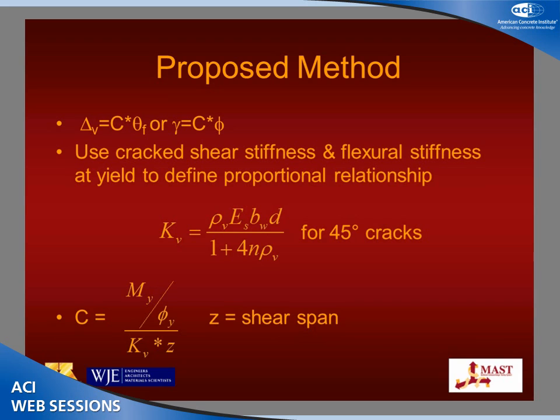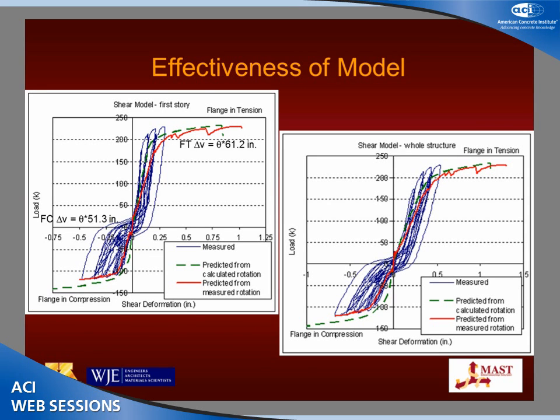If we use the crack shear stiffness and the flexural stiffness at yield, here's the expression for 45-degree cracks, and there are additional terms to add to this for other crack angles. And then take the ratio of flexural stiffness at yield divided by shear stiffness times your shear span. So if you had a wall that was loaded at each story level, you could use a moment to shear ratio for that. Calculate your constant. And here's how the model works out.